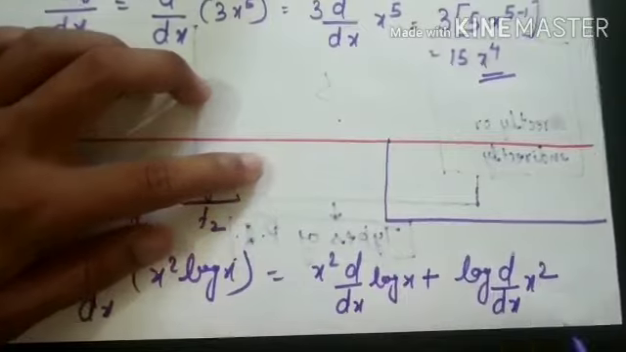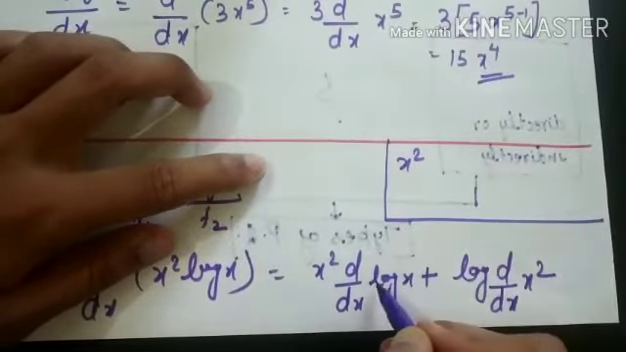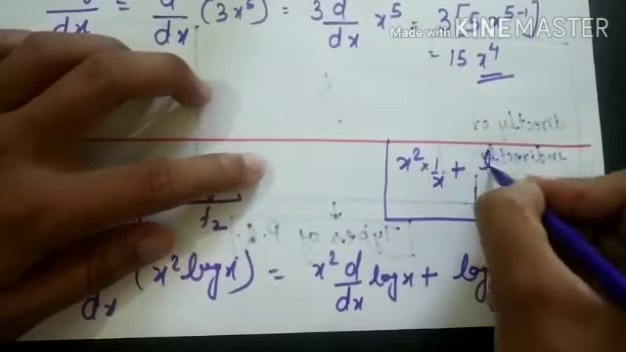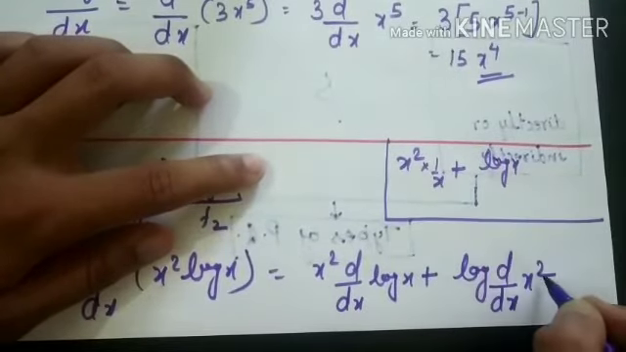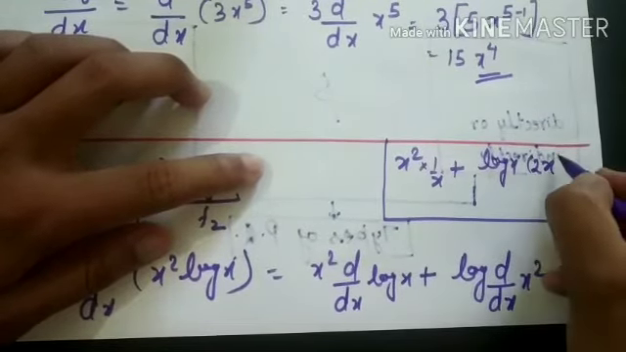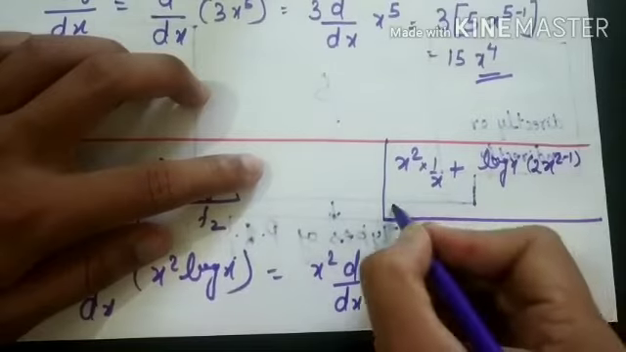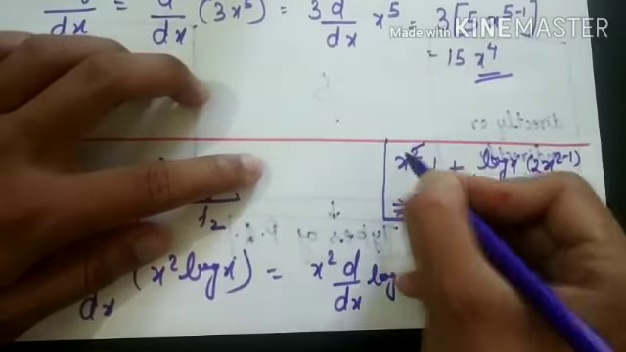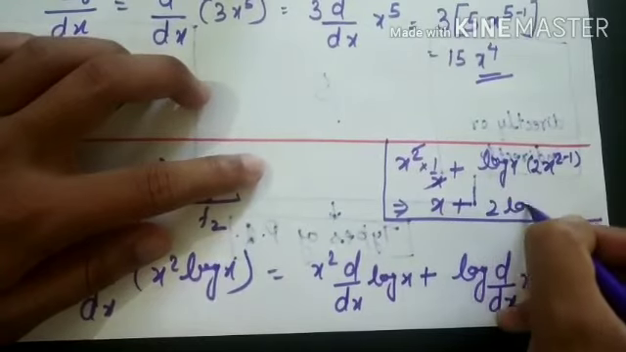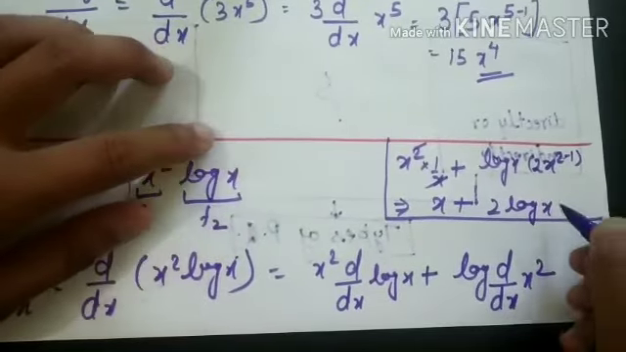So the answer comes: x square into differentiation of log x, which is 1 by x, plus log x into differentiation of x square, which is 2 x to the power 2 minus 1. So at last the answer becomes x plus 2 x log x.